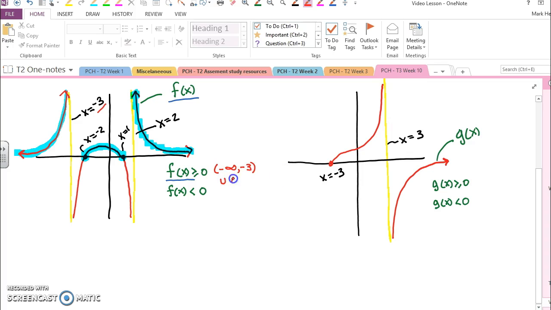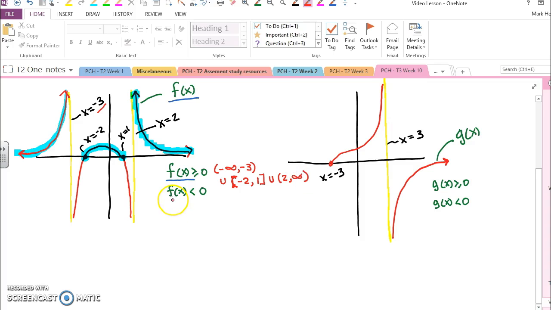Union from -2, and this time I'm going to use a bracket because I include -2, all the way to 1, bracket, and then I would need another union from 2, but not including 2 because of the asymptote, to infinity.